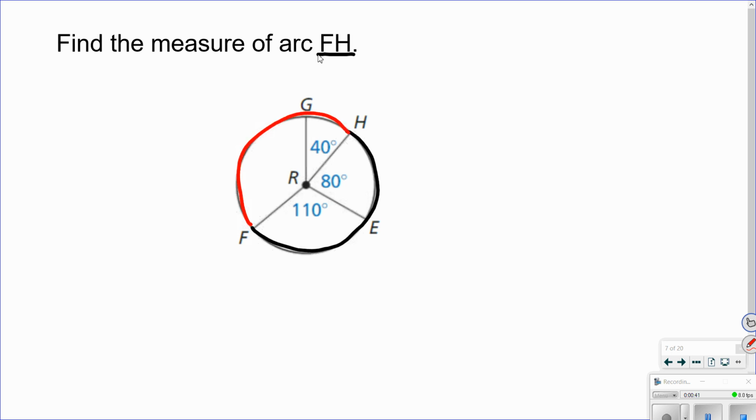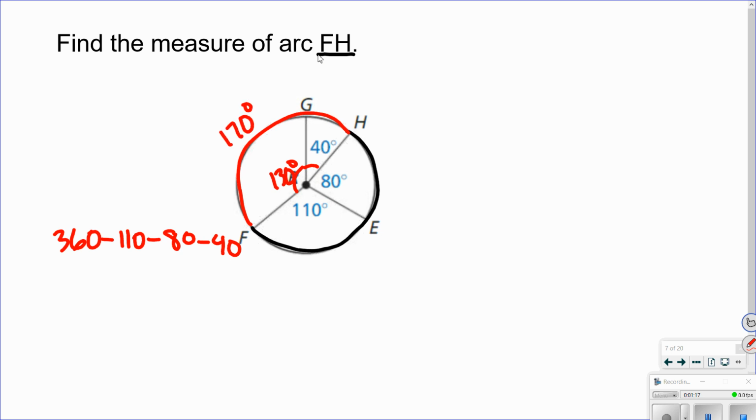So I need to find the measure of the arc, I need to find the measure of the central angle. So I know this one is 40, but I've got to find that part right there. So I'm going to take 360 and subtract all of those from it. So 360 minus 110 is 250, 250 minus 80 is 170, 170 minus 40 is 130. So this is 130. So you add those two together, that's 170. And the measure of the central angle is the measure of the arc.